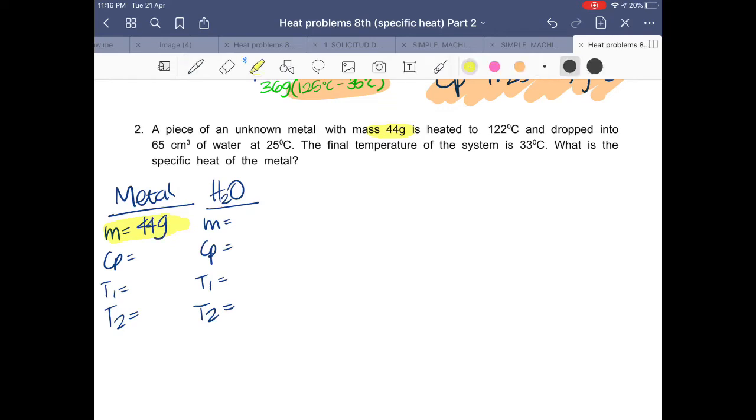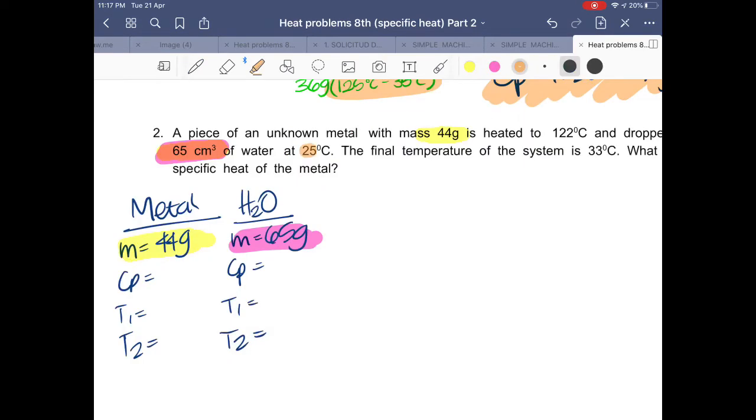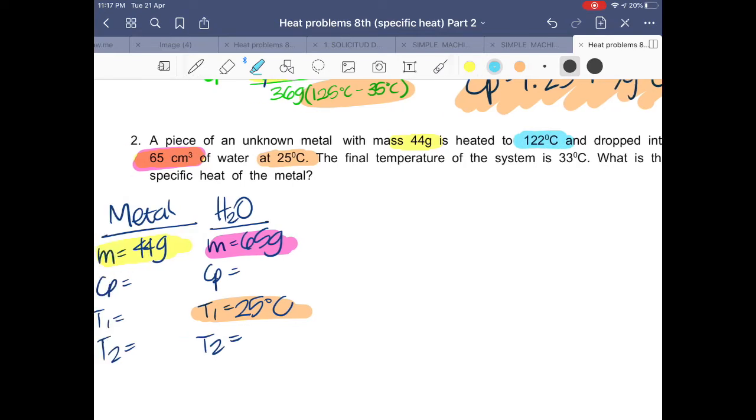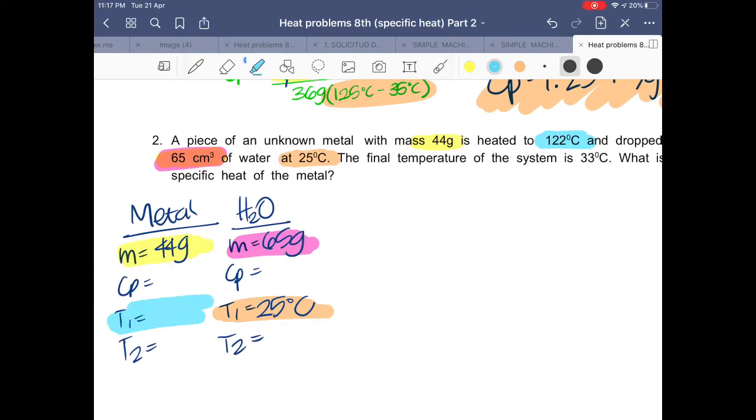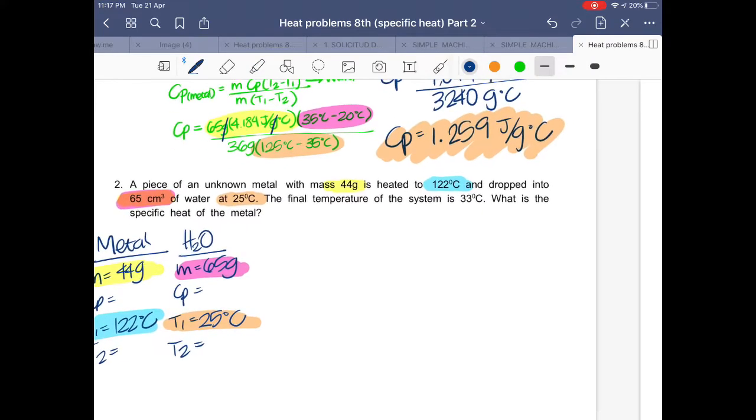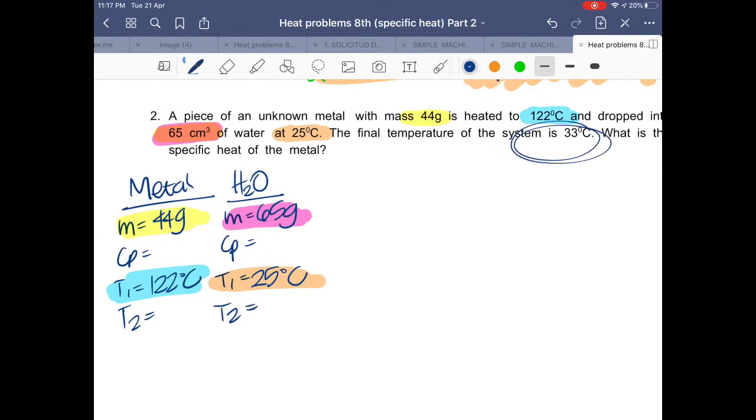We have 65 cubic centimeters of water, so 65 grams, at 25 degrees Celsius, the metal at 122 degrees Celsius, and the final temperature of the system, which is 33 degrees Celsius. Also, the specific heat of water, 4.184 joules over grams per degree Celsius, and we're searching for the specific heat of the metal.